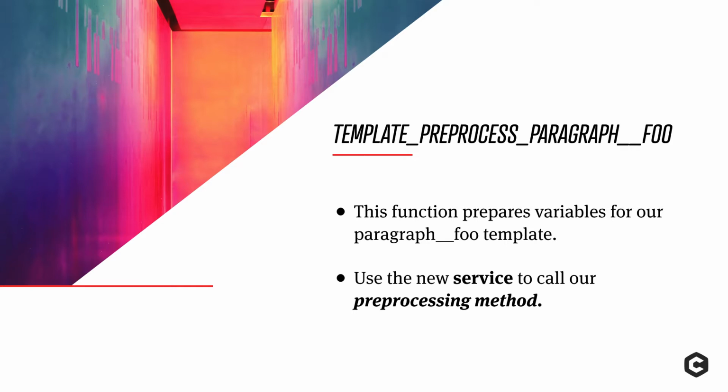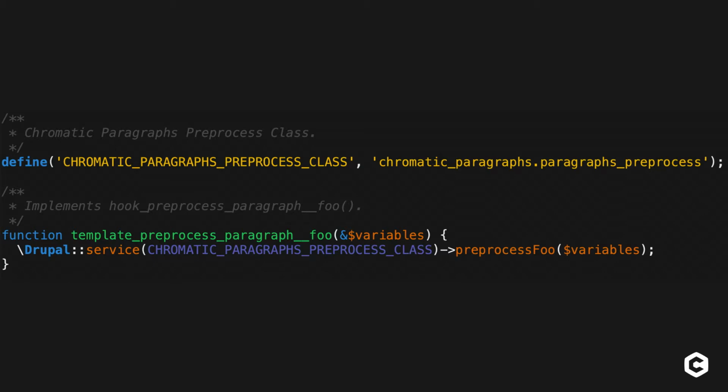And this is what it looks like in the text editor. At the top, I've done a few things. First, I've defined a constant. This is something that will be available to us throughout without having to copy and paste. It's just a preference of mine. In our template preprocess paragraph foo, we are calling our custom service. It's going to prepare our variables and return them with our method that exists on the class.